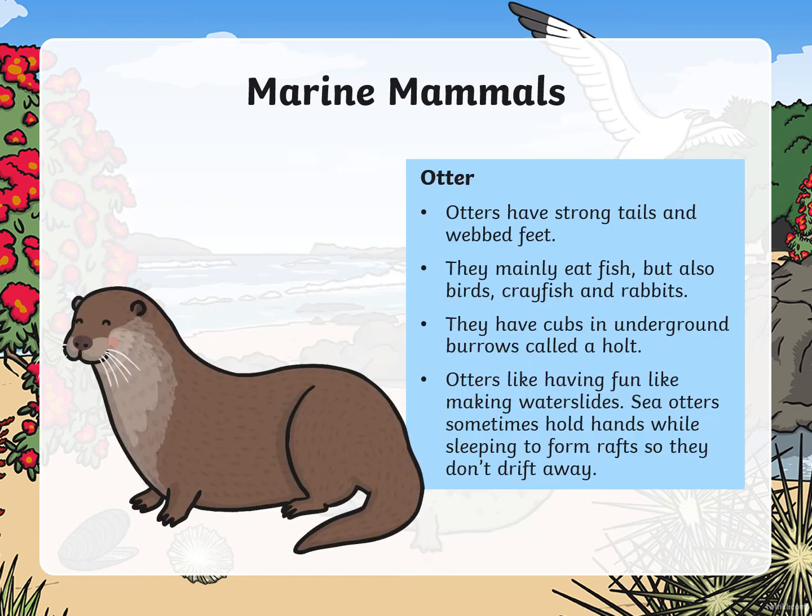Here's an otter. Otters have strong tails and webbed feet. They mainly eat fish, but also birds, crayfish and rabbits. They have cubs in underground burrows called a holt. Otters like having fun, like making water slides. Sea otters sometimes hold hands while they sleep to form rafts so that they don't drift away.